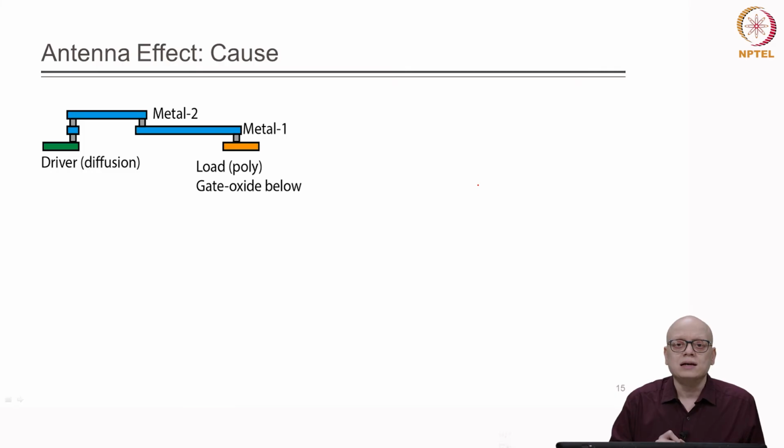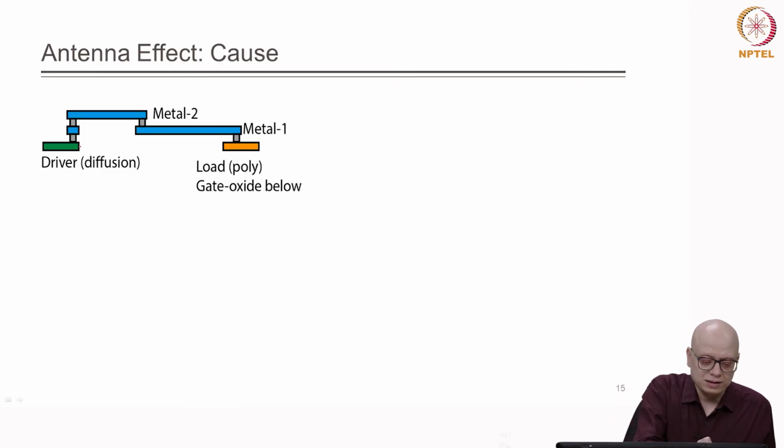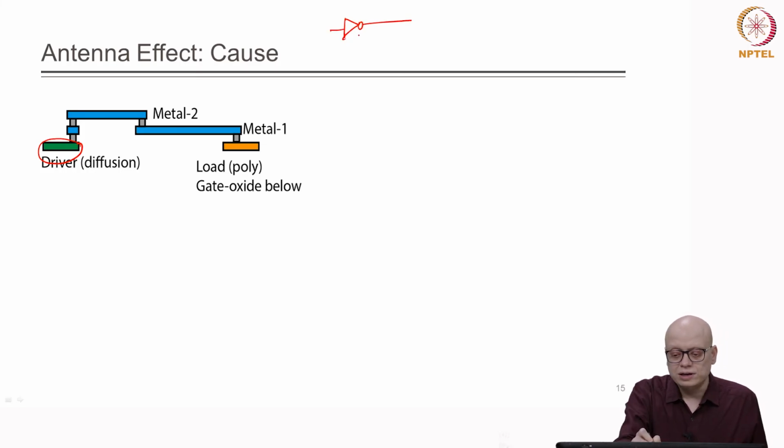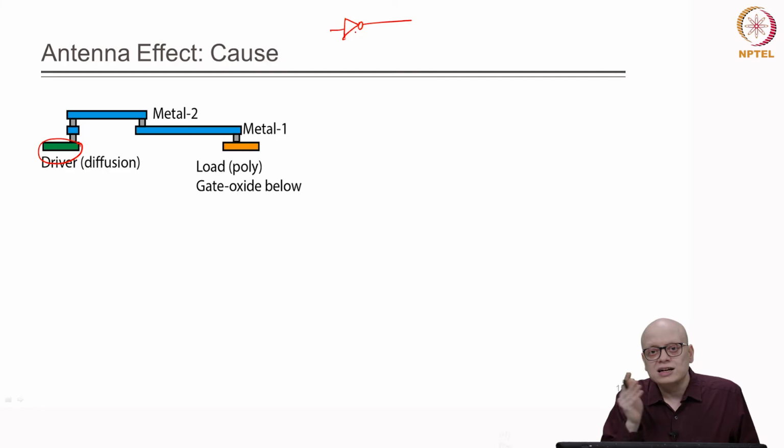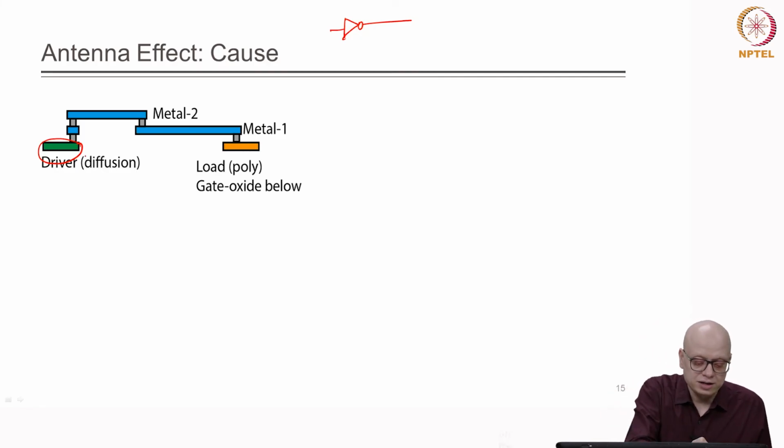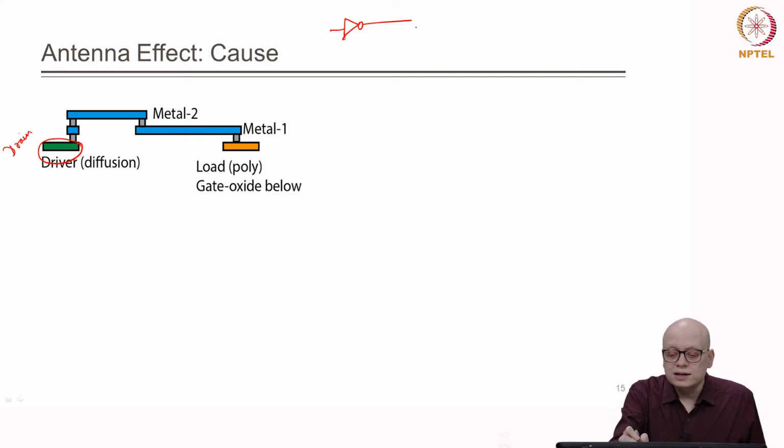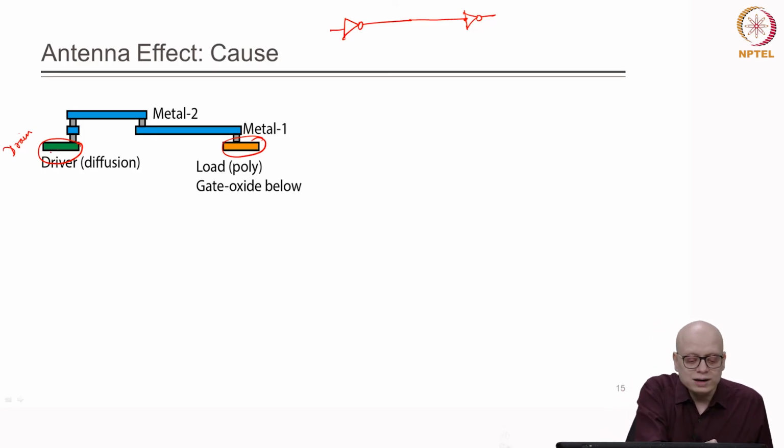Consider this layout. In this layout there is a driver, say an inverter, which is driving. The inverter's PMOS and NMOS at the output are the drain region. So, this is the driver's drain region, and then it is connected to another inverter through an interconnect. At the input of this other inverter is a gate. This is the gate oxide, and we want to connect this inverter, which is the driver, and the other one.